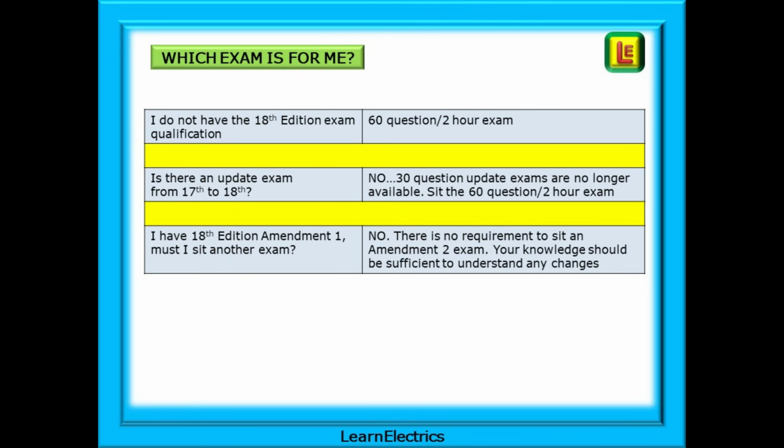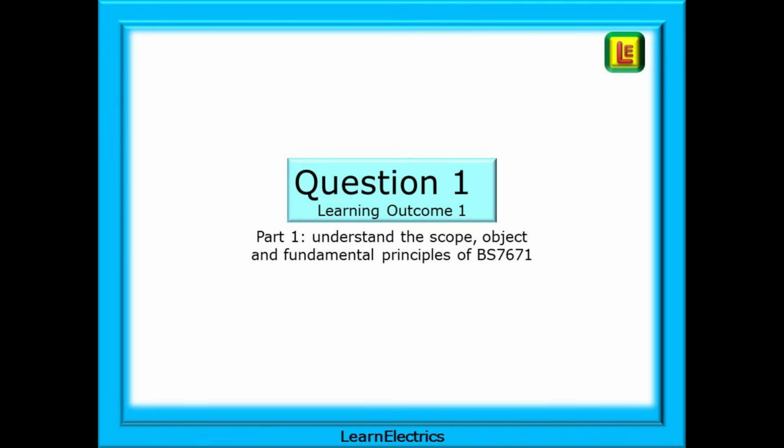Now we can look at how to find the keywords from each question. It is the keywords that will help you to find the right part and the right regulation number to answer the question quickly and easily. Learning Outcome 1 is to do with Part 1 of the book. Do you understand the scope, object, and fundamental principles of the regulations?